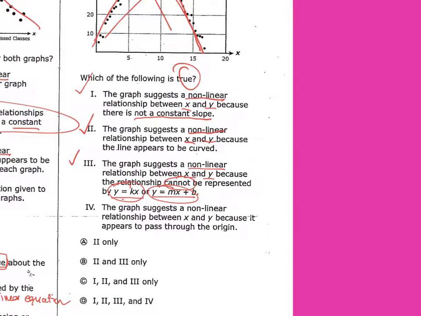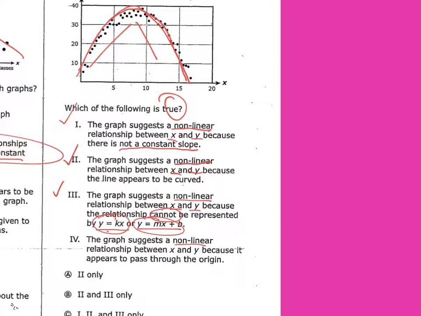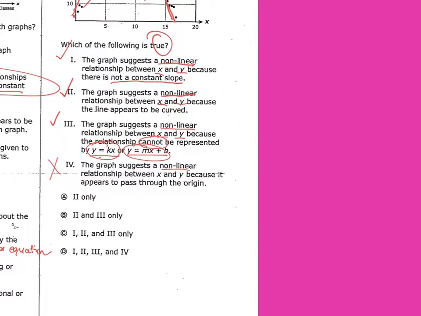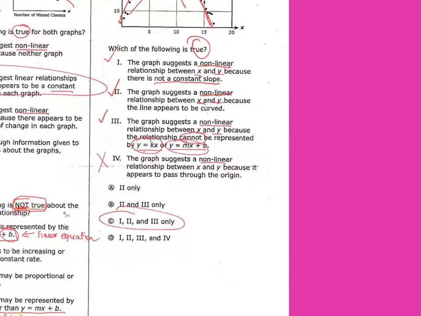And so then let's check 4. The graph suggests a nonlinear relationship between x and y because it appears to pass through the origin. Well, I can't really tell, but I'm going to say that it does not pass through the origin. So we're looking for which of the following is true, 1, 2, and 3. So C, 1, 2, and 3 only.